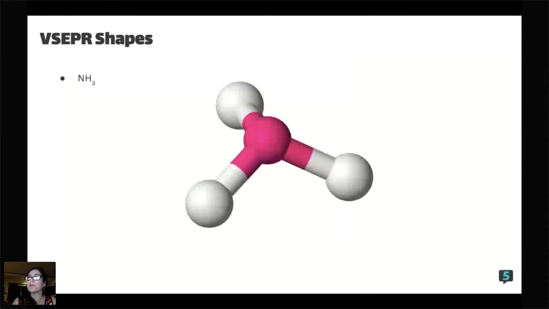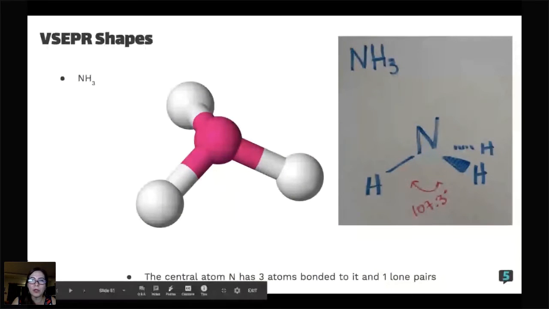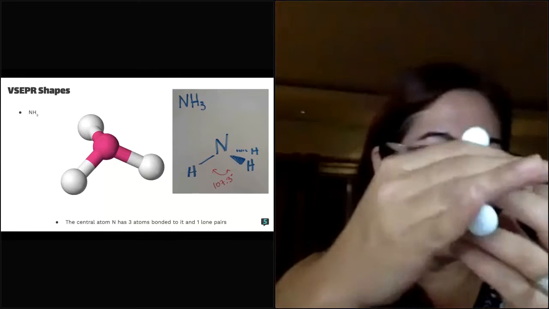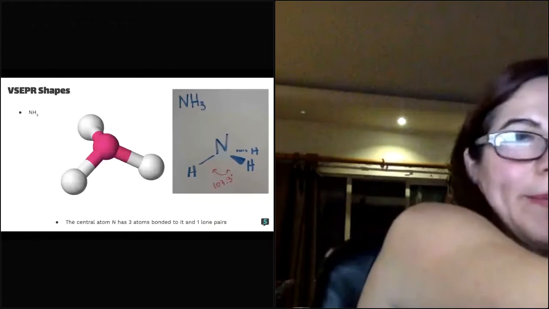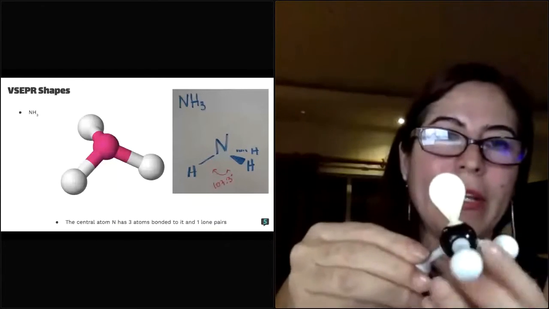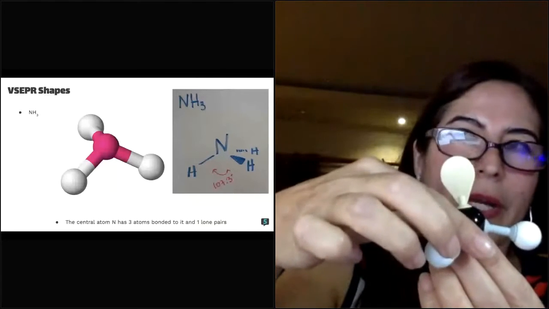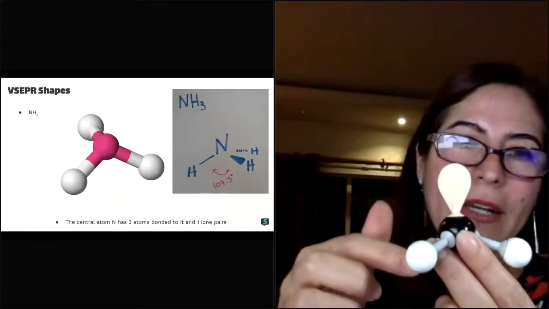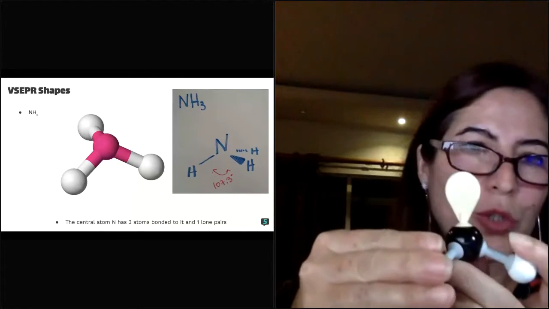Let me show you right here. And I'm going to use again the model. Okay, imagine that this is NH3, but I don't have an atom here. I have a lone pair. So the lone pair, even though it's part of the nitrogen atom, exhibits repulsion to the other 3. So that's why this angle is not 109.5 as before. The angle is 107.3 because it pushes them a little bit closer together.